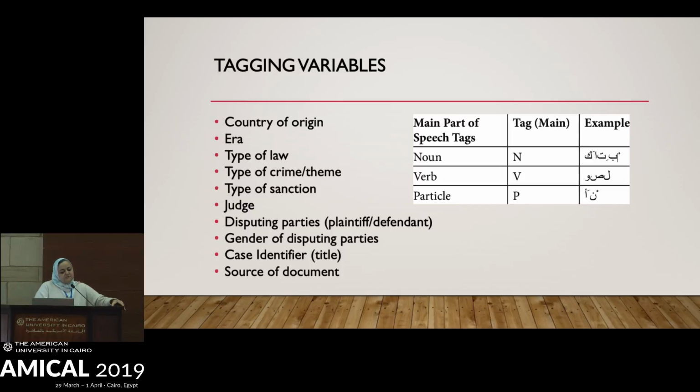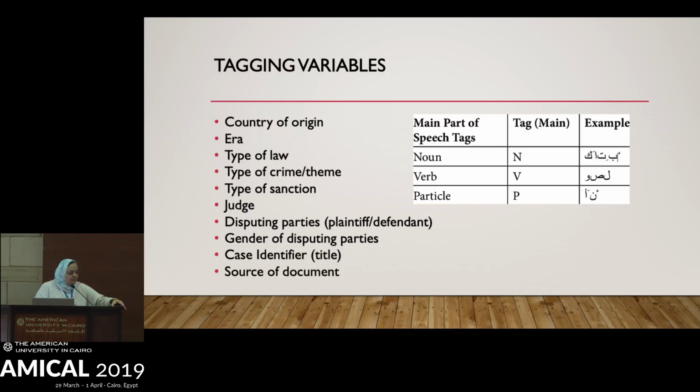So these different types of tags or titles that we give to different elements in the corpus would allow us to make cross-variable analyses when we use the corpus. So country of origin, era, type of law, is it commercial, is it criminal, is it civil, a type of crime within the type of law. So are we looking at manslaughter, theft, murder, whatever it is, and the type of sanction, how was it punished, who the judge is, who the disputing parties are.